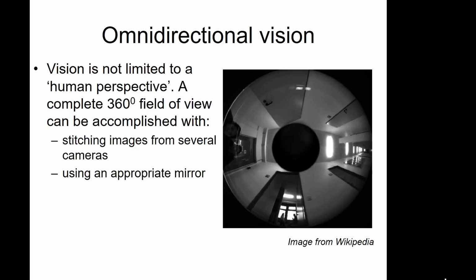I want you to bear in mind that the view we see is not necessarily the view a robot has to see. So we look ahead, but in principle, a robot can have any field of view. Here's an example of an omnidirectional camera. It's essentially a normal camera looking at a highly polished sphere, so you get a full 360-degree view of the environment.